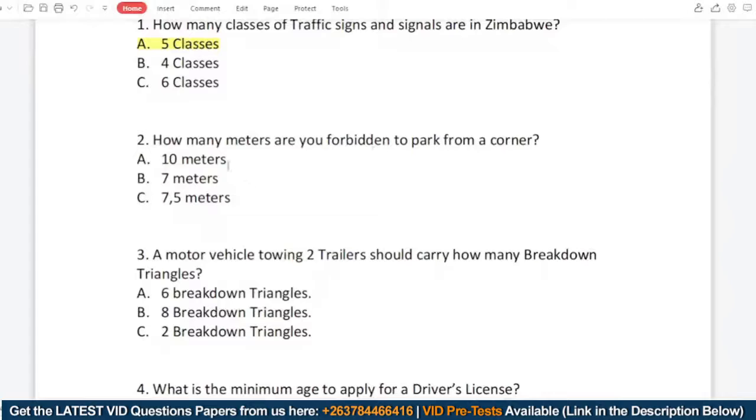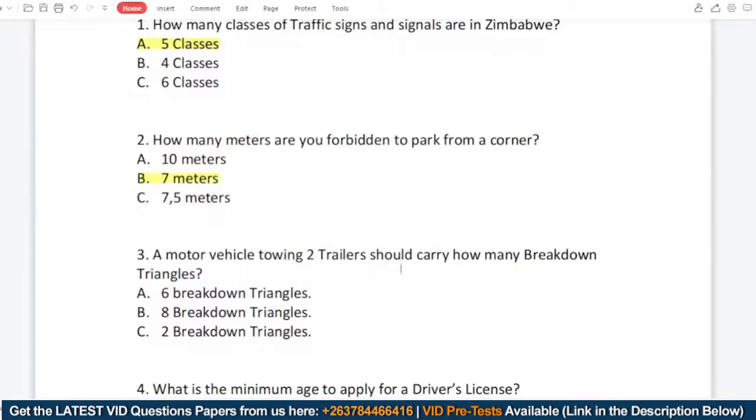So let's see our answers. 10 meters. Are you forbidden to park 10 meters from a corner? No, because 10 meters is bigger than 7.5, and 7.5 is actually the minimum that you should park from a corner. So 7.5 meters is correct, but 7 meters is incorrect. You are forbidden to park 7 meters from a corner. So the correct answer for number 2 is going to be B.